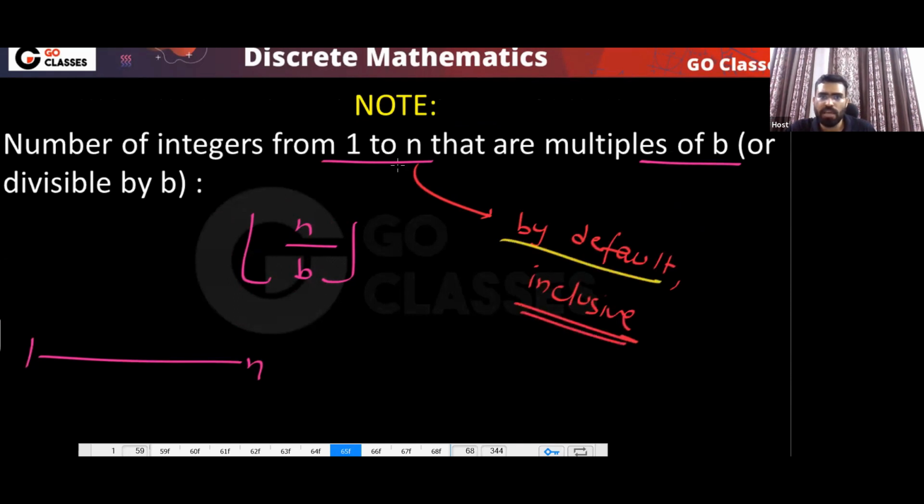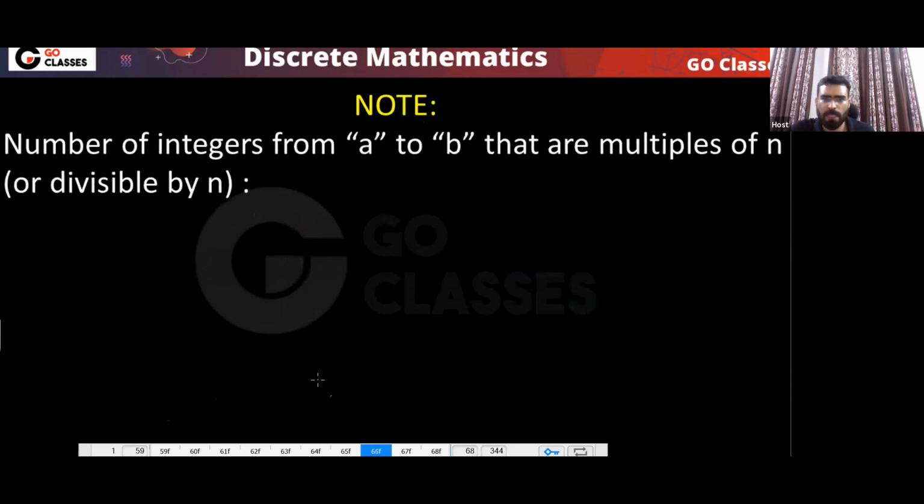If they don't say whether it's inclusive, the question is whether I should consider 1 and n. By default it is inclusive. For inclusive, this formula works. For exclusive, this formula may give you a wrong answer. Inclusive means from 1 to n, with 1 and n both included, so you are considering 1 also and n also.